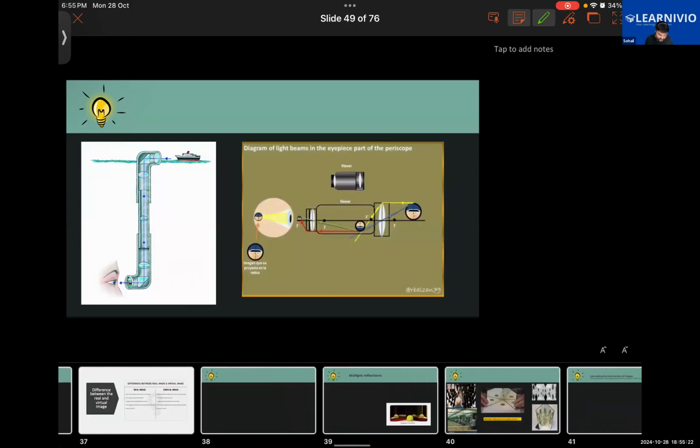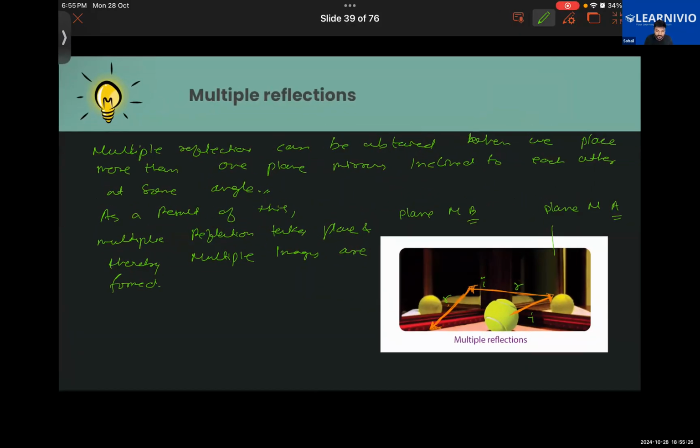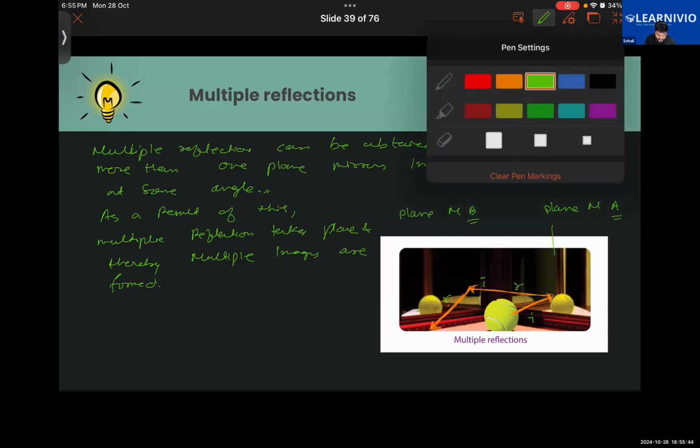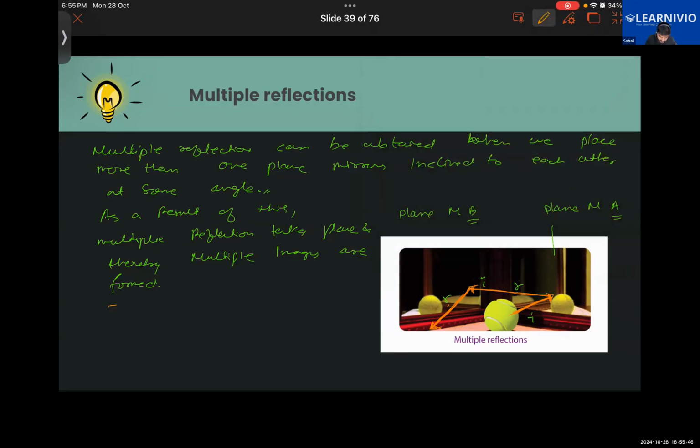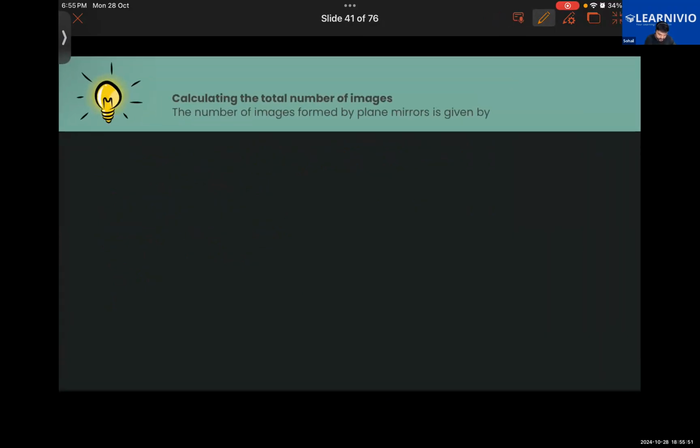But first we are going to learn about some formulas. For example, if two plane mirrors are inclined at an angle of 90 degrees, how many images will be formed? If they're inclined at an angle of 120 degrees, how many images are going to form? So first of all, let us learn about that, then we'll be continuing further. There is a formula to be used here. Let me go to this slide.